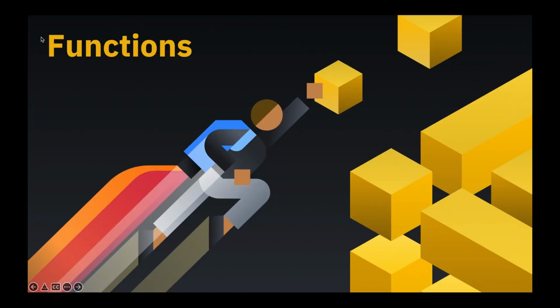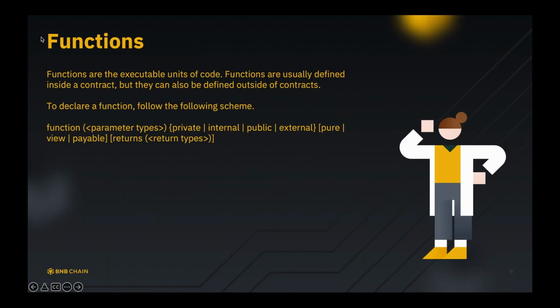Then we can get into functions. Functions are executable units of code. They are usually defined inside a contract but can also be defined outside of contracts. To declare a function, use the following syntax. It is very complex, and we will decode it part by part. So first, you put a function keyword here, then you give the function name. After the function name, you put parentheses that will include the types of parameters.